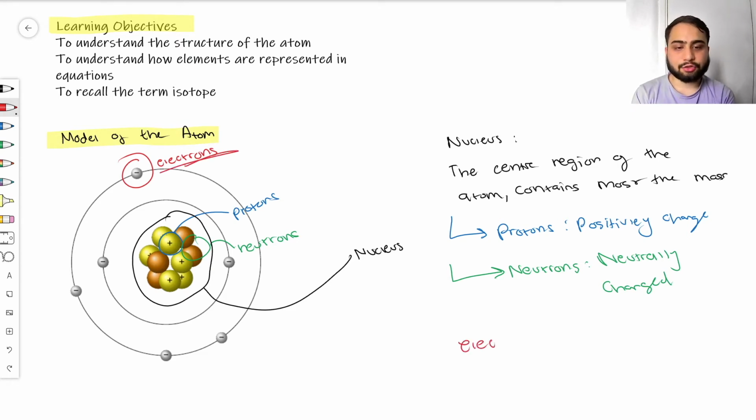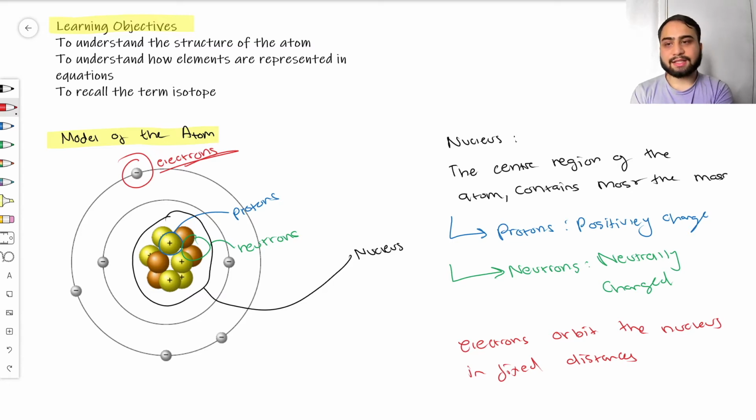So electrons orbit the nucleus in fixed distances. Okay, as you can see, like these circles around, these represent the path an electron follows around the nucleus. So these electrons, they orbit the nucleus in fixed distances, and they are negatively charged.